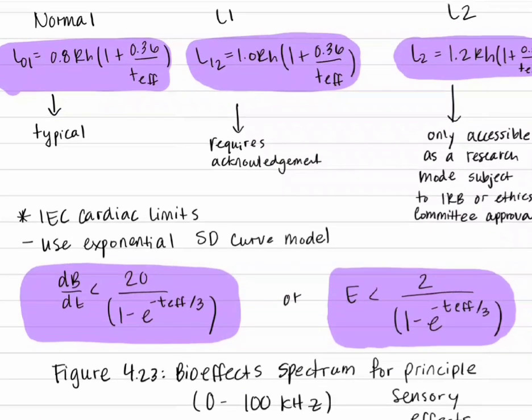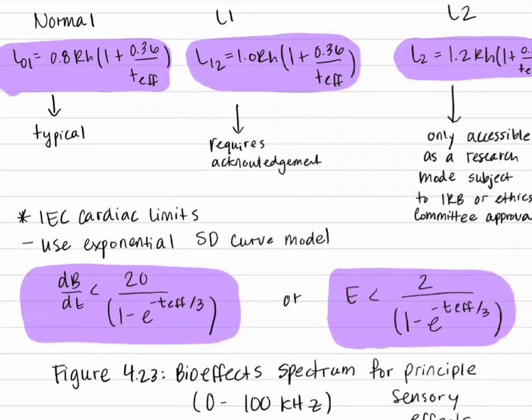The IEC cardiac limits use the exponential SD curve model as shown. And I would recommend you look at figure 4.23 in the reference text to look at the bioeffect spectrum for different sensory effects between 0 and 100 kilohertz.